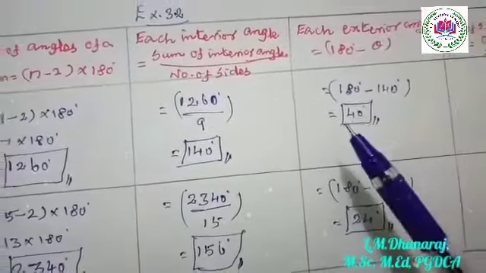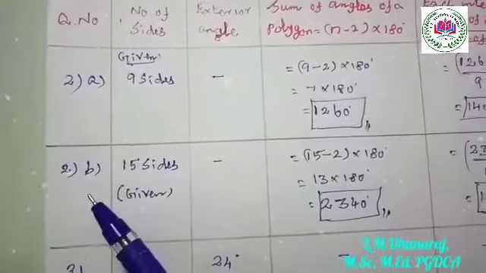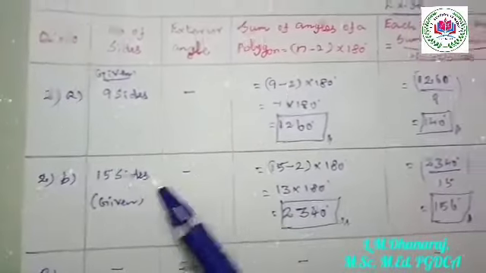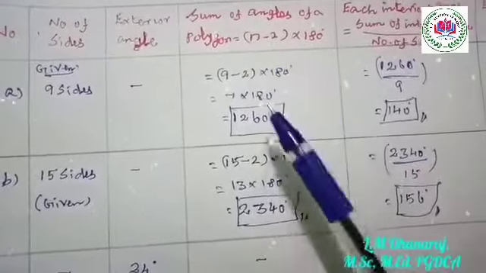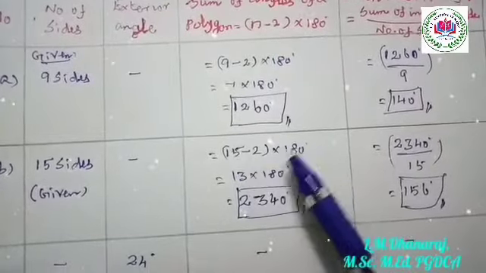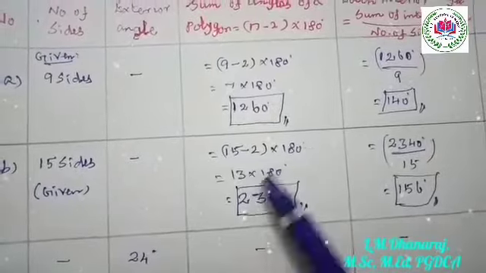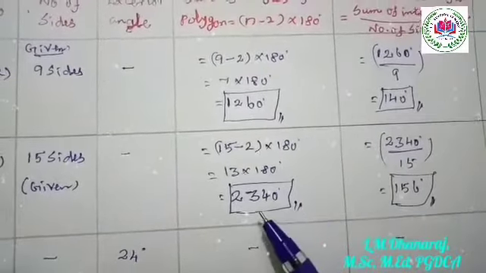Okay, that's all. Now in the same way, the second sum B, it is given that there are 15 sides. Now we have to find out the sum of the angles of a polygon, which is n minus 2 into 180 degrees. So instead of n we have to replace 15. So 15 minus 2 into 180. So 15 minus 2 will be 13 into 180 degrees, which gives 2340 degrees.